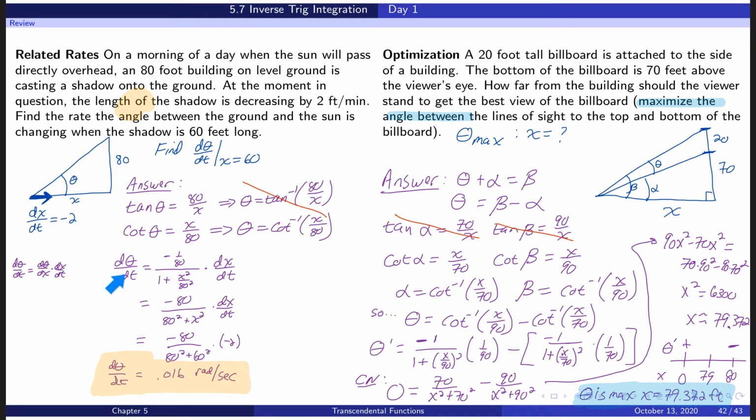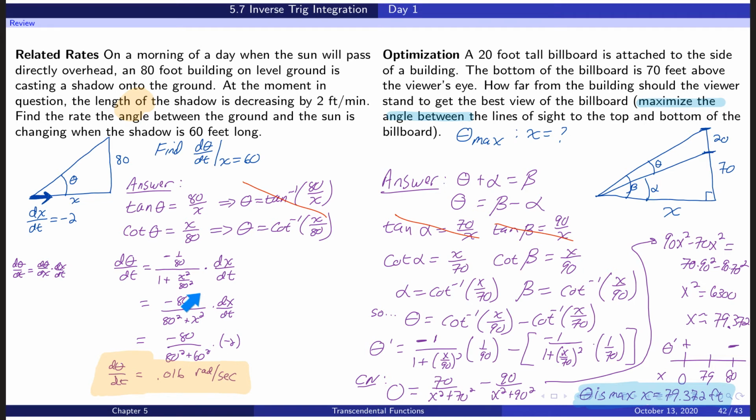So dx/dt is dθ/dx times dx/dt. I just said that wrong. dθ/dt is dθ/dx times dx/dt. For dθ/dx, I can just take this statement here and take the derivative. dx/dt, I was told that that is -2. So the derivative of inverse cotangent is -1 over 80, times 1 plus (x over 80) squared, times dx/dt, which eventually will be -2.